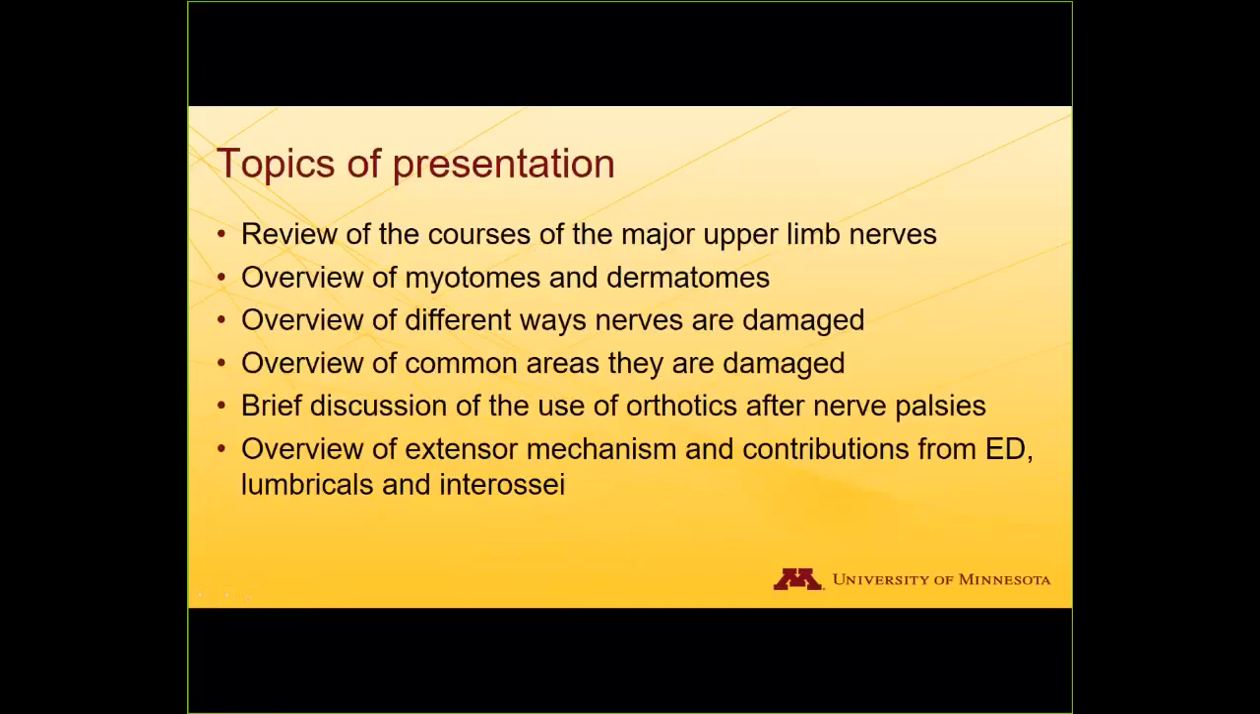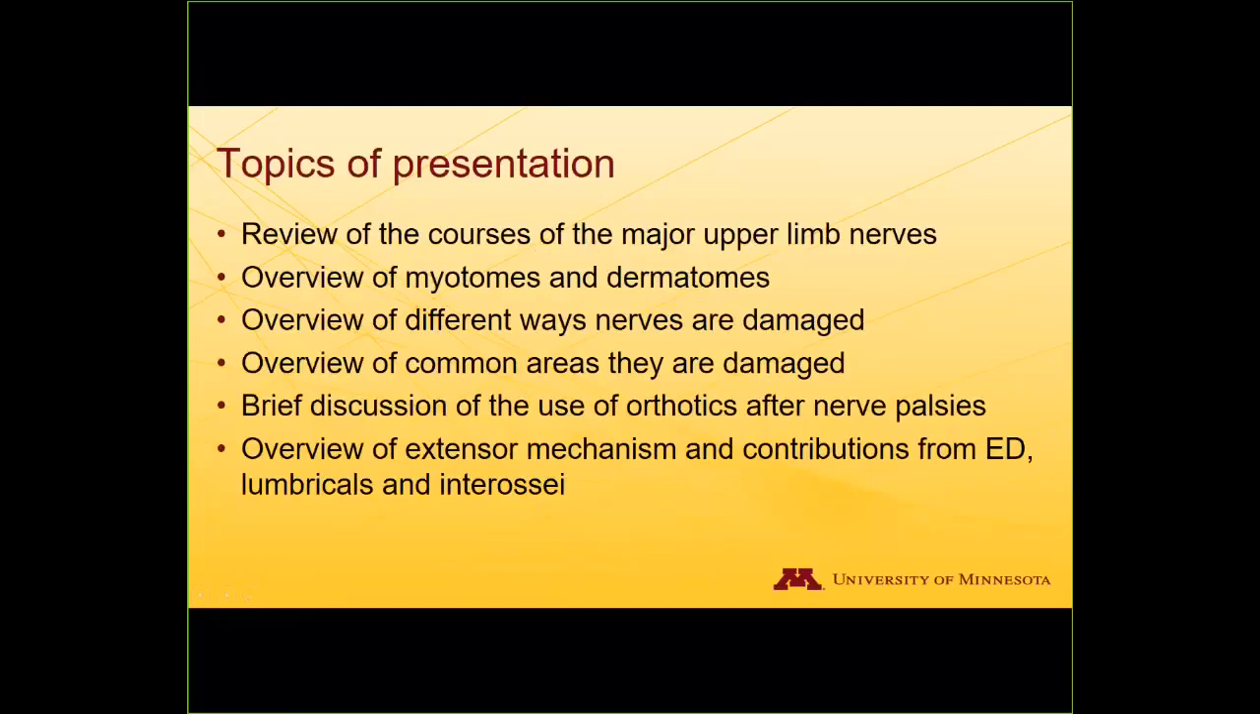Okay, so the topics will be the following. We're going to review the course of the major nerves of the upper limb. We'll talk about myotomes and dermatomes, which I know is a concept that's been mentioned along the way, but I wanted to help you work your way through those as well, because those actually are sticky topics, and students do struggle with those at times.